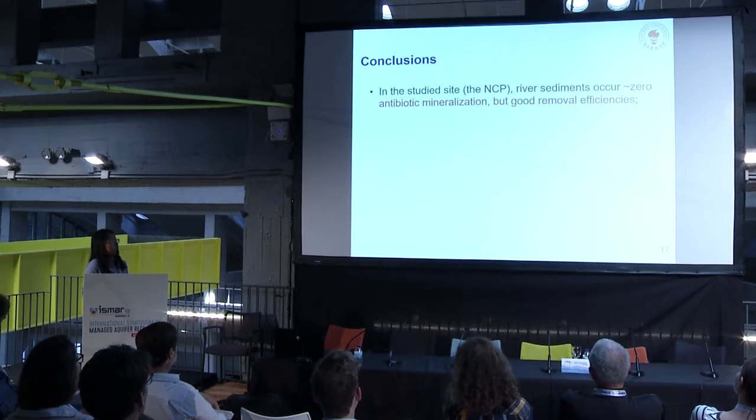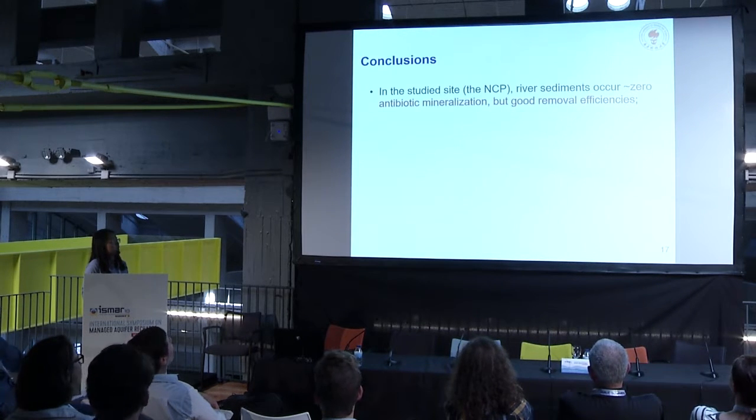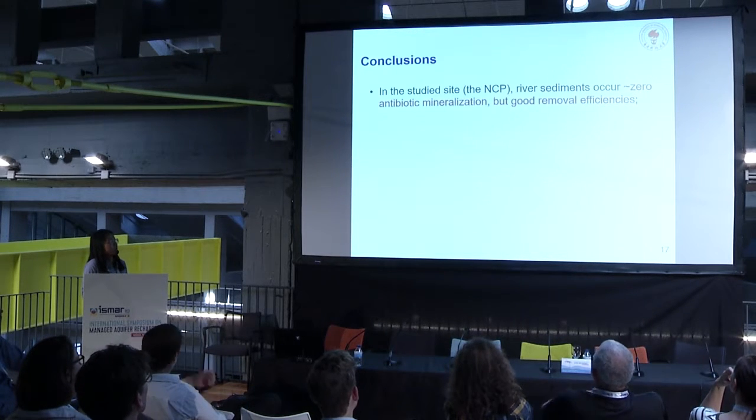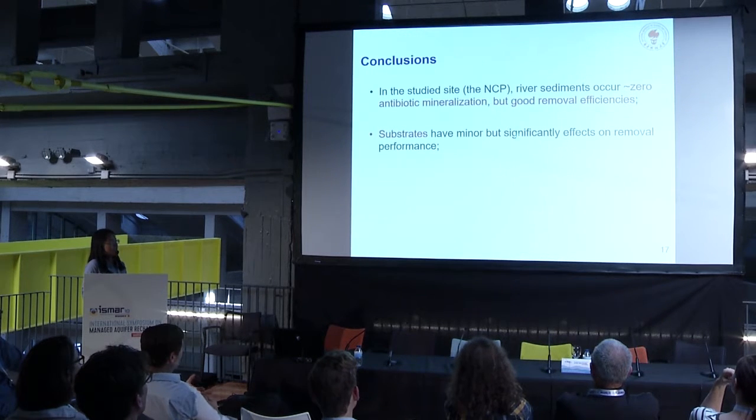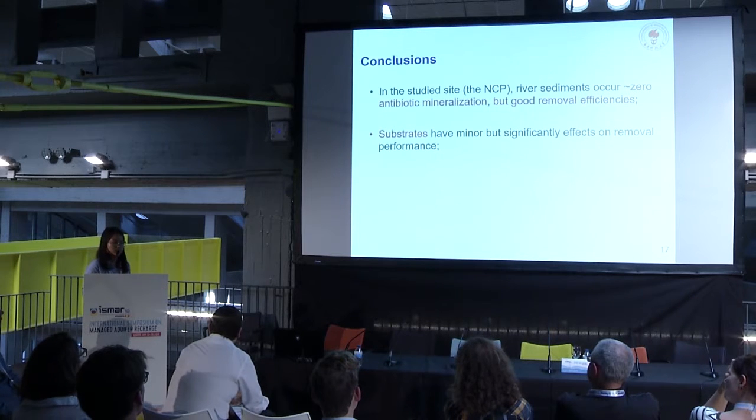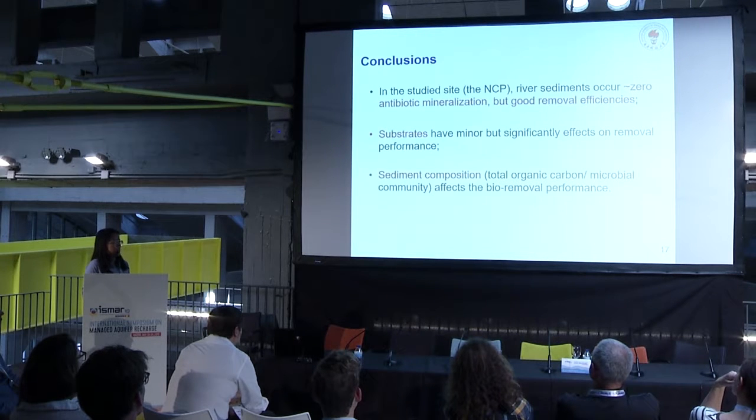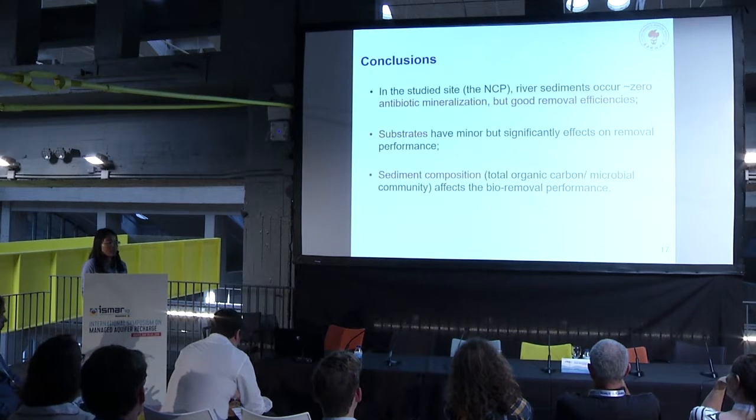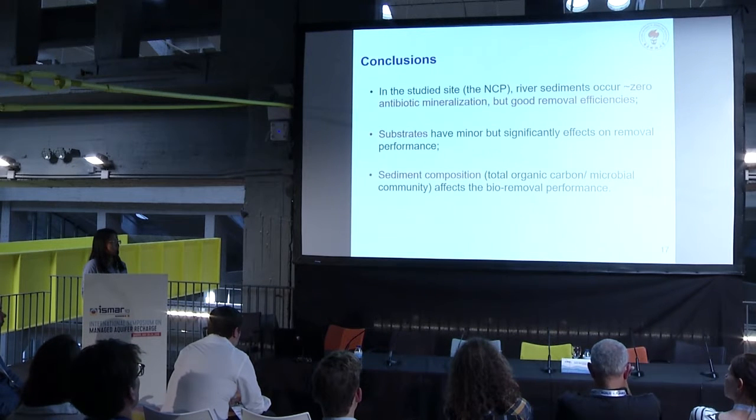So at the end, I would like to conclude. In the study site, the North China Plain, the sediment has almost no mineralization, but generally a good removal performance. And the substrates have minor but significant effects on removal performance. I want to add this conclusion because I have some other tests that show some difference, but it's not a big difference. And also the sediment composition, like the total organic carbon and the microbial community, will affect the removal performance, because we have samples frozen at -20, waiting for the analysis of the community.